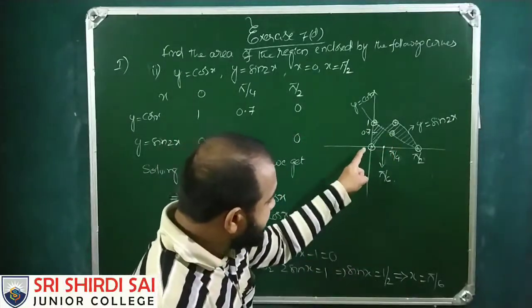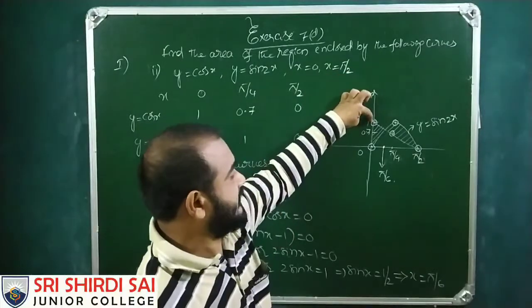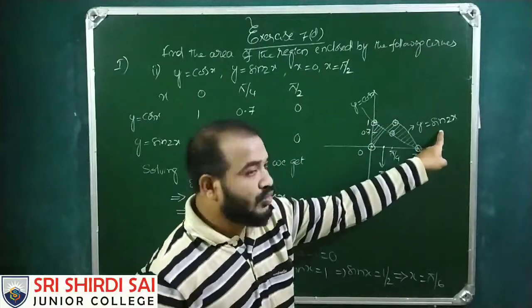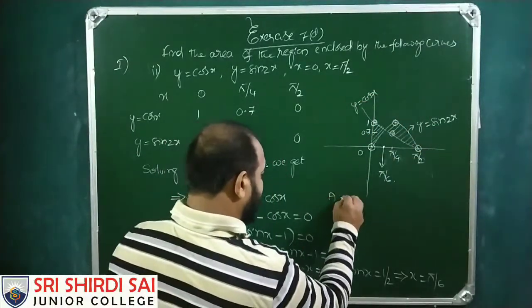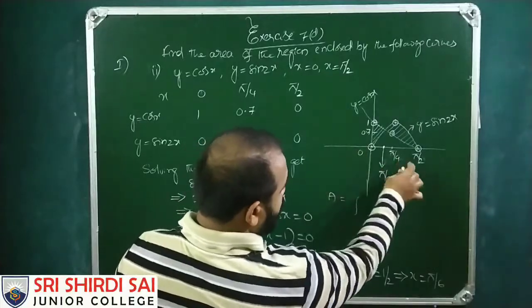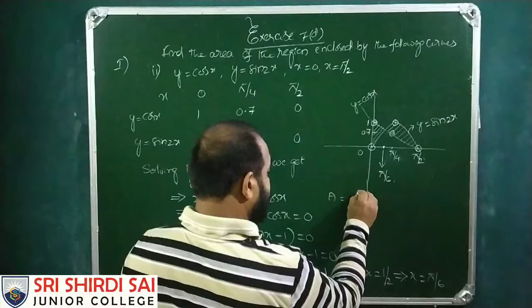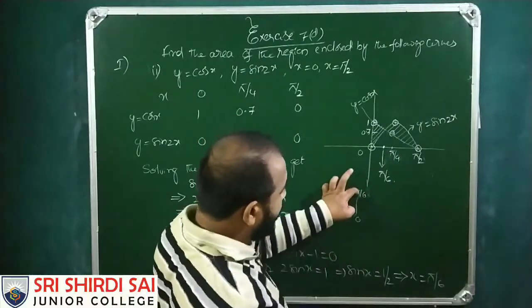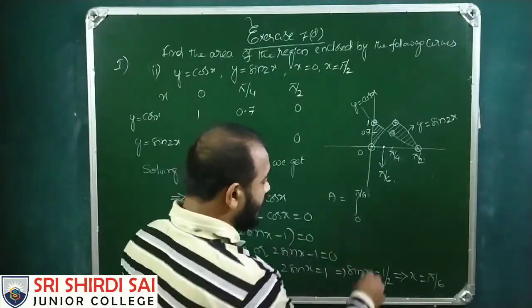Therefore, from 0 to pi by 6 the upper curve is cos x. Below this, the sin 2x curve is there. So upper curve minus lower curve. So the area is equal to the integral from 0 to pi by 6. The limits of x are 0 to pi by 6, so dx.